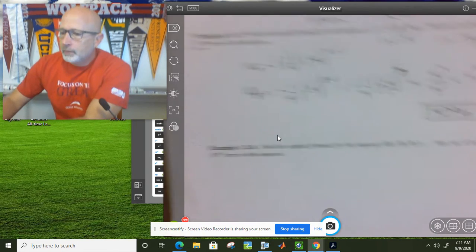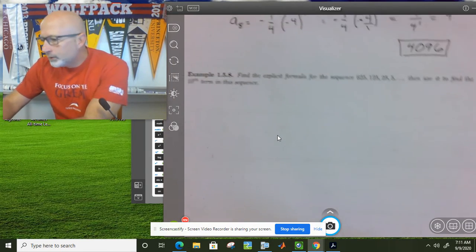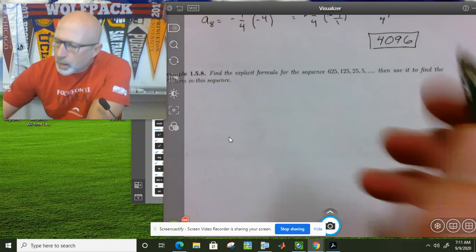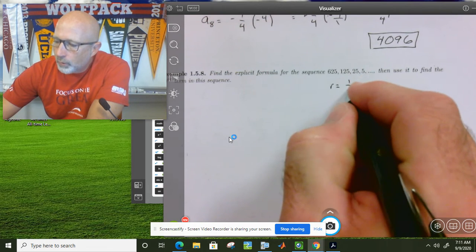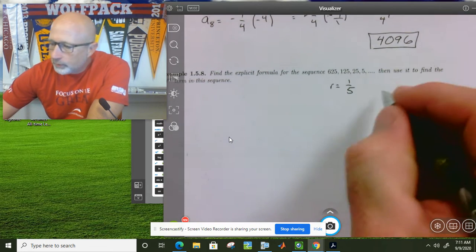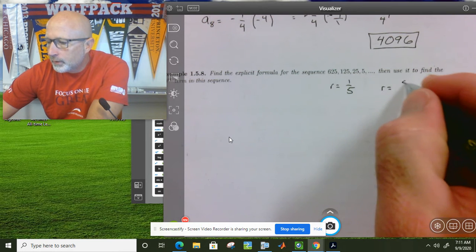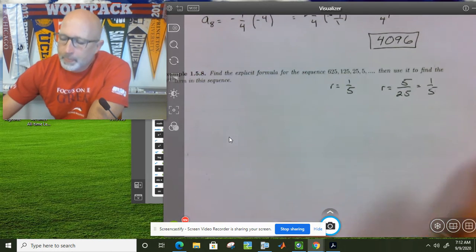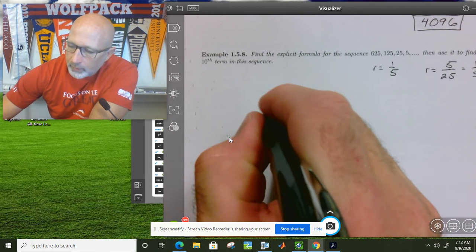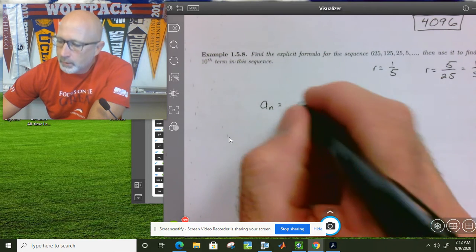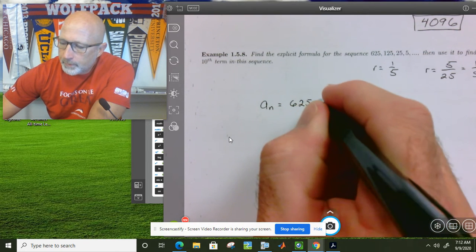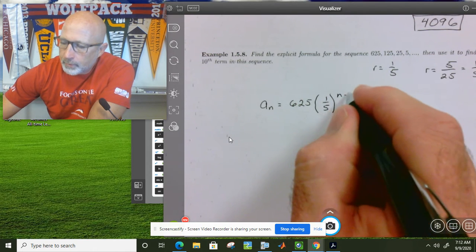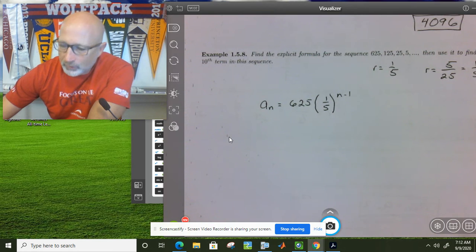Okay, so find an explicit formula for the sequence 625, 125, 25, 5, and then so on. Okay, so the common ratio here is 1/5. Once again, if you don't see that, take any term in the sequence. I'm going to take 5 divided by the prior one, and that reduces to 1/5. So my explicit formula is a of n is equal to a of 1, which is 625, times the common ratio of 1/5 to the nth minus 1 power.